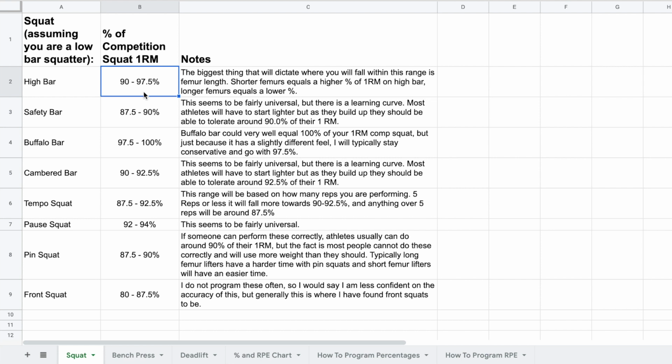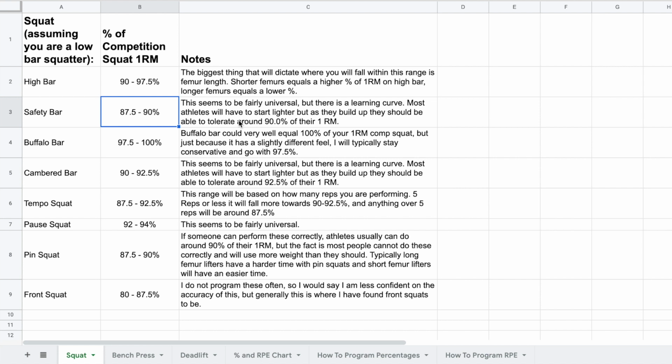Obviously if you start one of these exercises like a safety bar, I mentioned here, most athletes will have to start lighter, but as they build up, they should be able to tolerate more, around 90% of their 1RM. What I mean by that is you're probably not going to be very good at this exercise if you've never done it before. You're going to be weak at it because it is a different pattern than a regular low bar squat. But as you get better at a safety bar, the safety bar percentage is going to go up, and hopefully that correlates to your low bar squat as well.